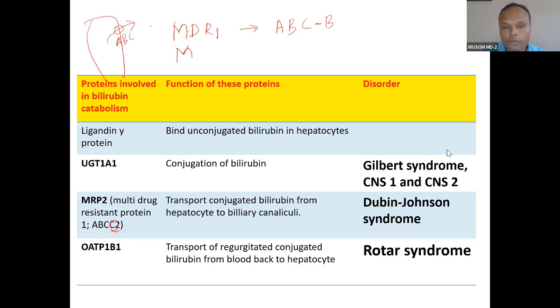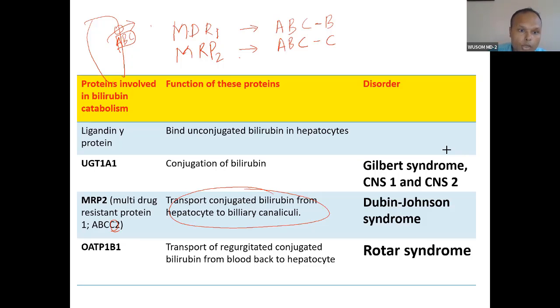I will give you a few examples you have already studied. Now you can see MRP. I am teaching you a different type of protein also. Remember MRP2: it will throw conjugated bilirubin outside the hepatocyte. This is also an ATP binding cassette protein, but it falls into the group of C.